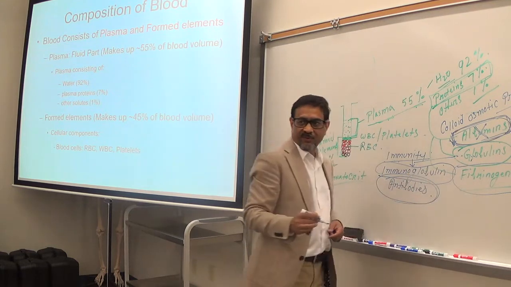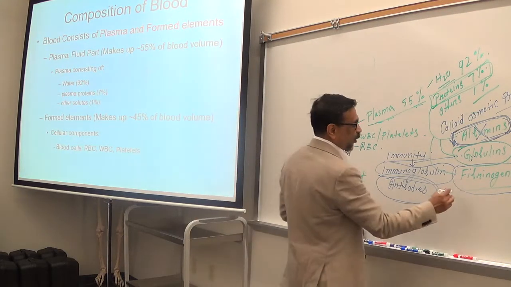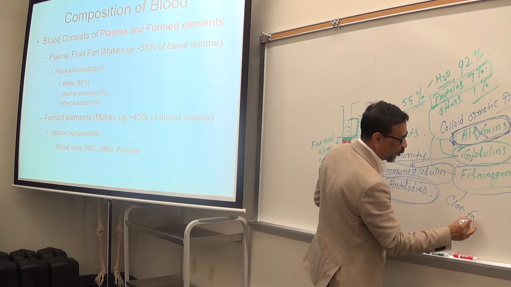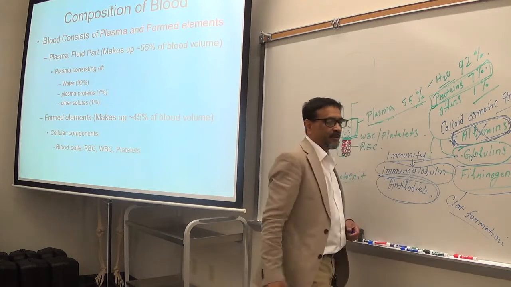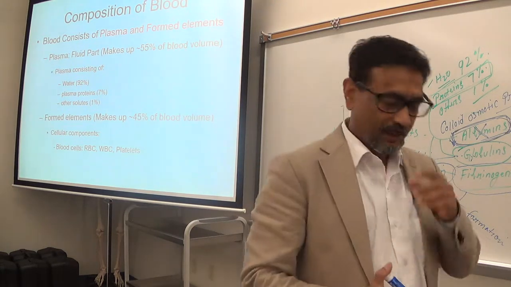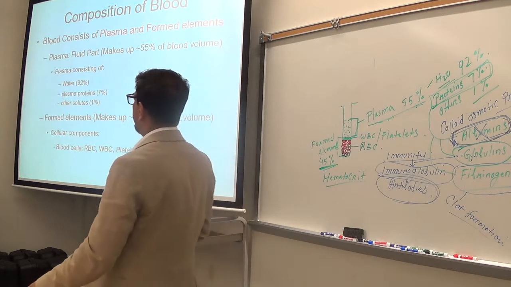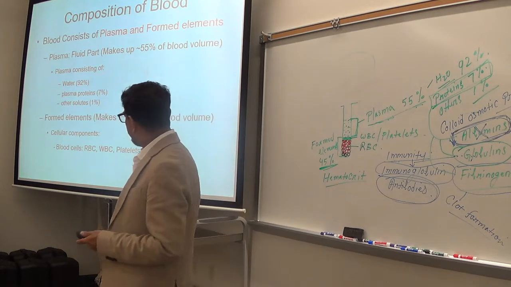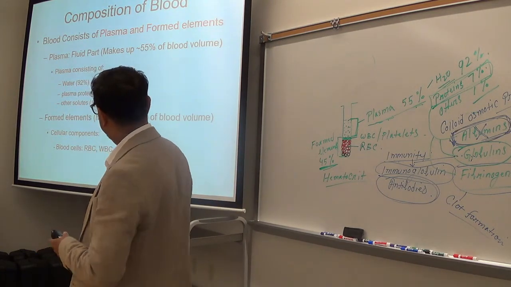Fibrinogens. This type of plasma protein helps in blood clot formation or coagulation. Okay? So those are the three types of plasma proteins and their important functions. Plasma proteins also help in transport of chemicals. So that is another function, but just remember those are the important functions.